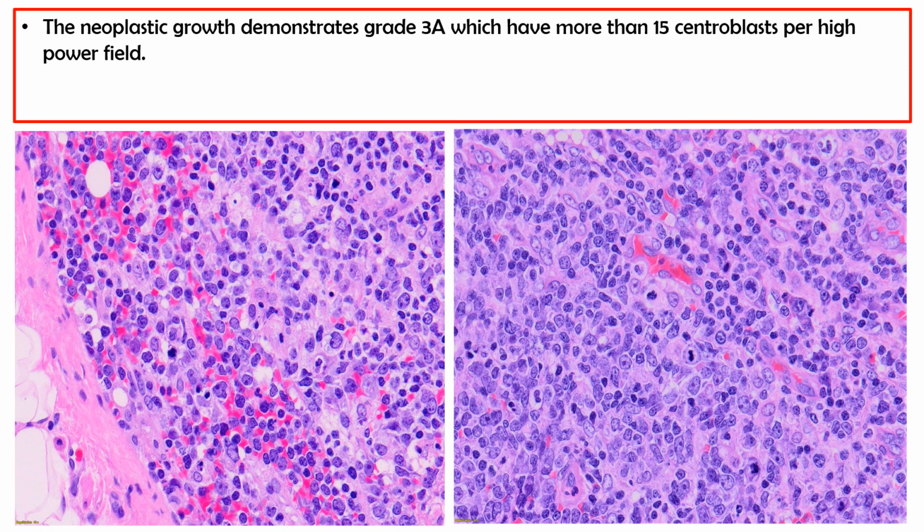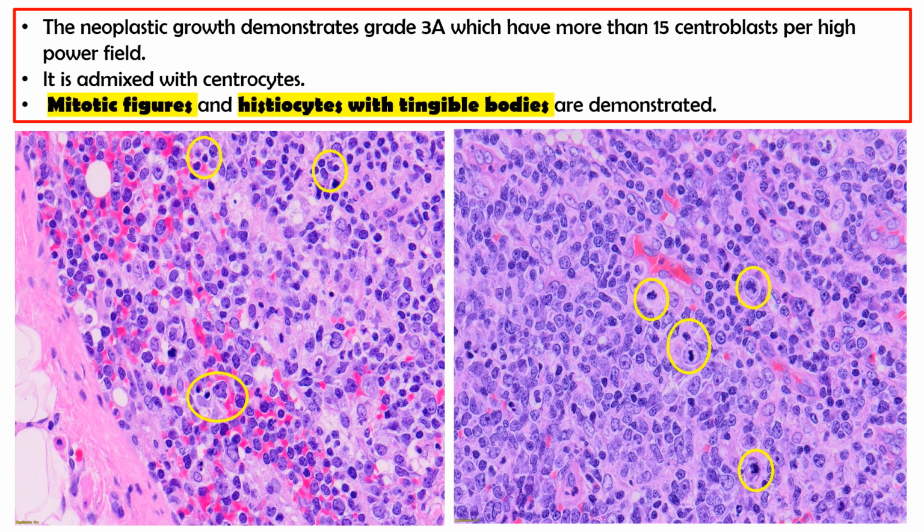The neoplastic growth demonstrates grade 3A, which has more than 15 centroblasts per high power field. It is admixed with centrocytes. Mitotic figures and histiocytes with tingible bodies are demonstrated.